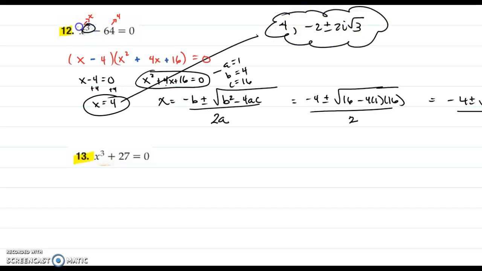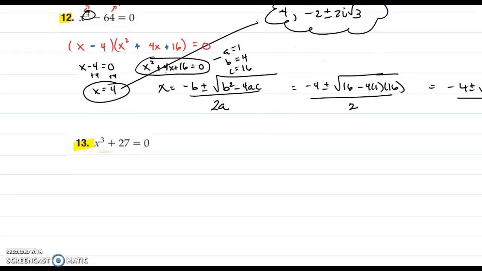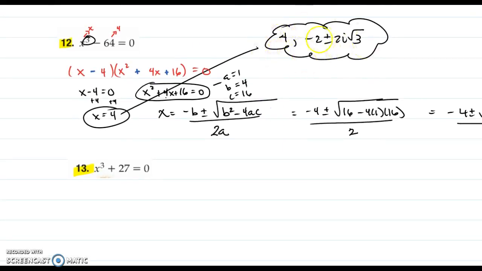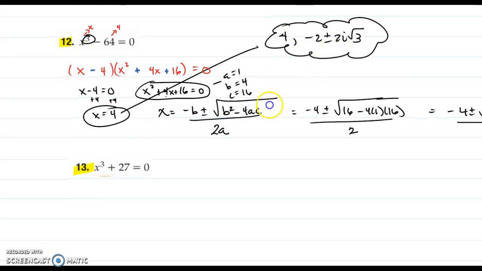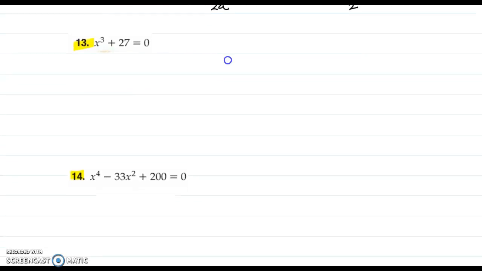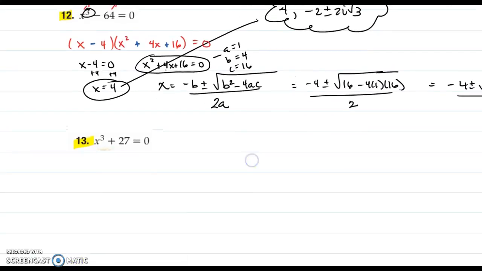So it was a cubic, right? Cubic polynomial, and I did get 3 roots. So if you're going to list your complex and your real roots, then the total number of roots you get should add up to the degree of your original. All right, number 13 is going to be very similar to number 12.